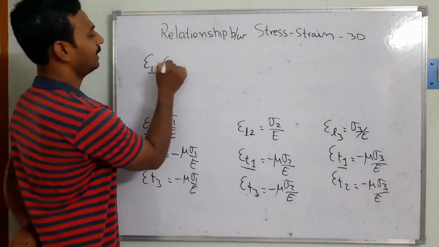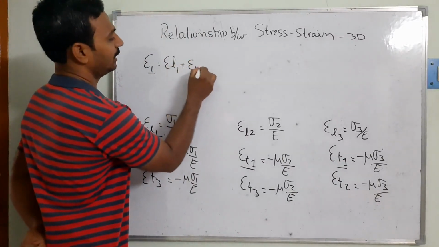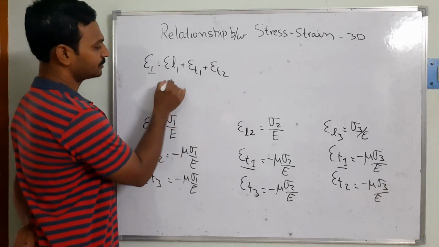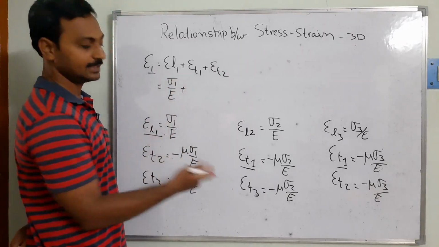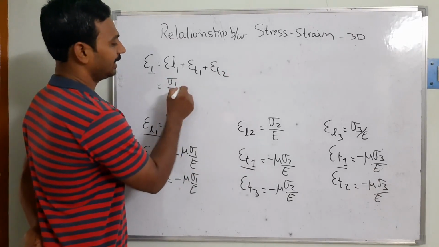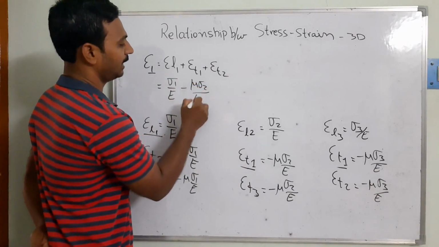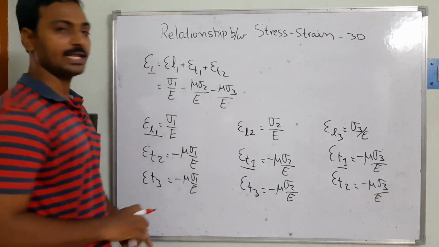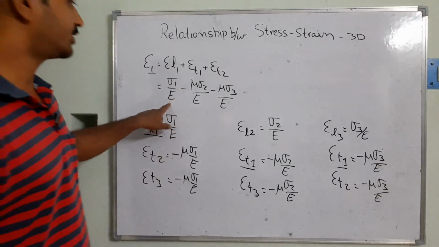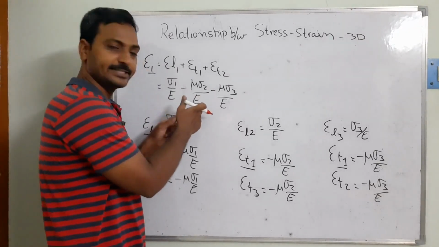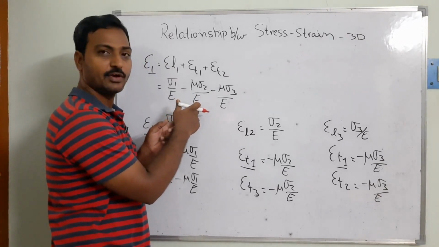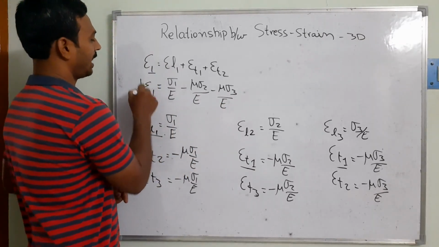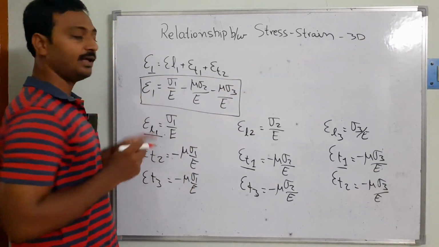So I am going to take epsilon L1 plus epsilon T1 plus epsilon T2. Substituting the equations: sigma 1 by E, plus minus mu into sigma 2 by E, and minus mu into sigma 3 by E. The first term is generated because of the stress in direction 1, and the lateral strains are generated because of the stresses 2 and 3. And this is going to be your epsilon 1, the strain in that direction.